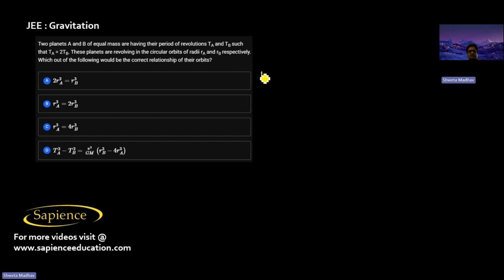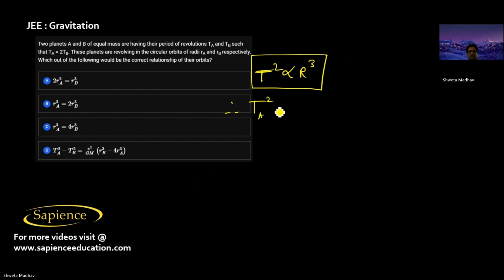We know that T square is proportional to R cube, which is Kepler's law of periods, which tells that the square of the time period of revolution is directly proportional to the cube of the radius of the orbit. So therefore, here I can say TA square is proportional to RA cube, and TB square, the square of the time period of revolution of planet B, is proportional to the cube of the orbital radius of planet B. So it is RB cube.